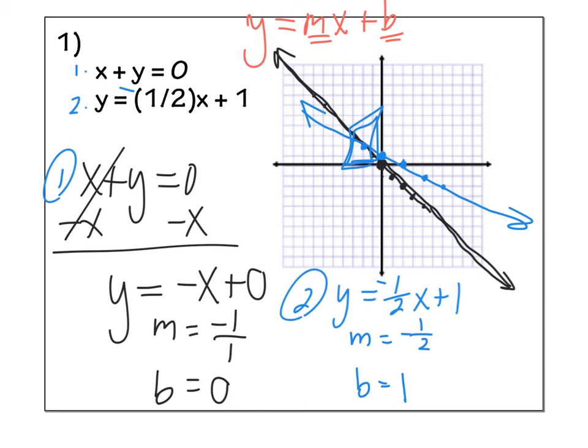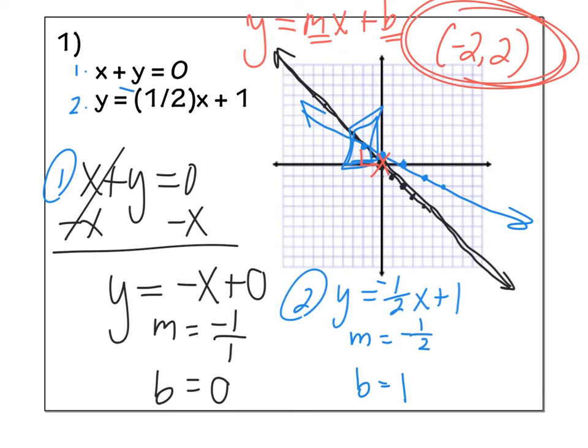And let's figure out what that ordered pair is. That ordered pair goes 2 times to the left from the origin. So 1, 2, and then up 2. So that ordered pair is negative 2, positive 2. This is your solution, ladies and gentlemen. So that's the whole idea here. We're going to graph 2 lines and figure out where they cross.